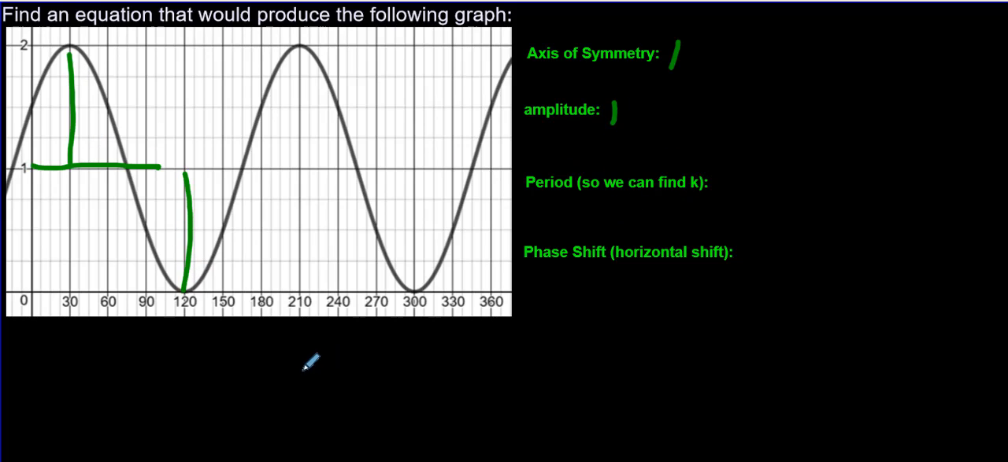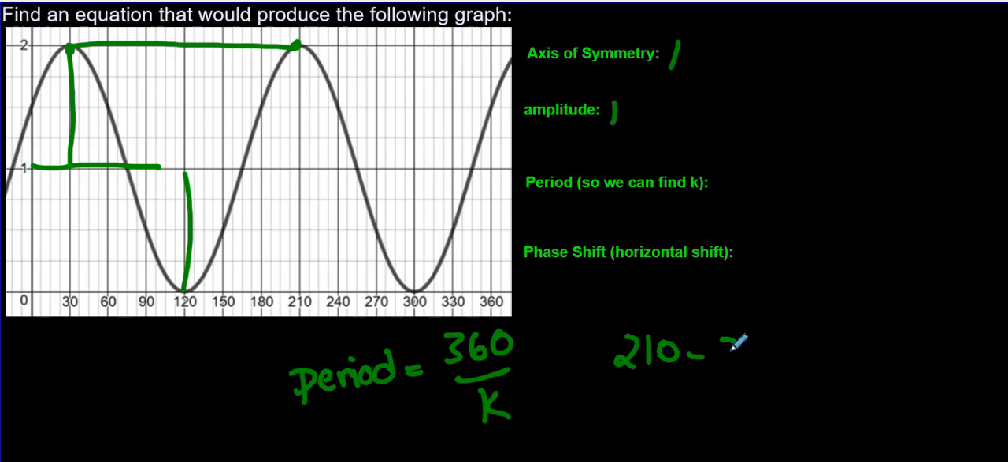The period is 360 divided by k. So in this case, this one's going to be no problem. We could say, let's start here and say it's this distance from here till here. It's where the graph starts to repeat itself. So between 210 and 30. So what's 210 minus 30? That will give us our period.